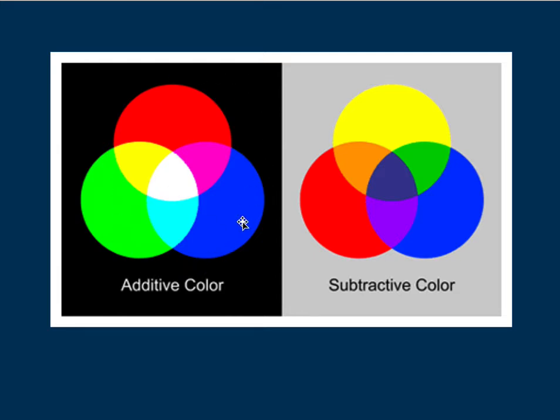So additive color is not something we're working with. We're working with subtractive color, but the problem with subtractive color is that these primaries are suspect. They're not really the best primaries. If you were going to choose three colors to try and make as many colors as possible, these are not really the three that you want.